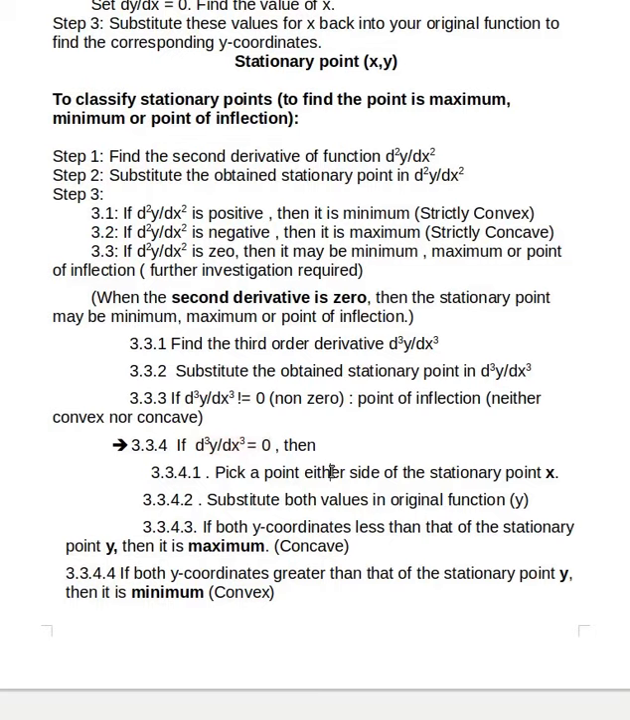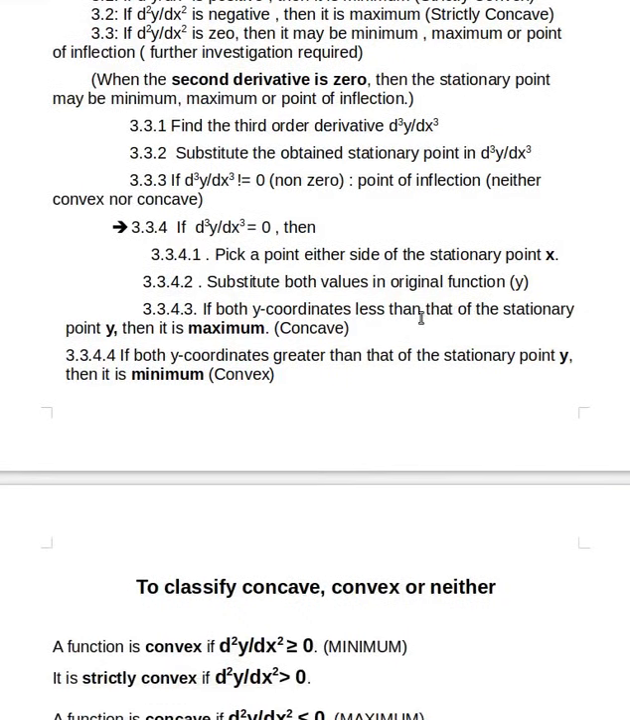That is, we have to pick 2 points on either side of x. If x is equal to 0, we find 1 and minus 1. If x is equal to 1, we can take the points 0 and 2 and substitute those values into the original function. We calculate the new y coordinates, and if the new y coordinate is less than our stationary point y, then it is maximum or concave, and if it is greater than the stationary point y, then it is minimum or convex.